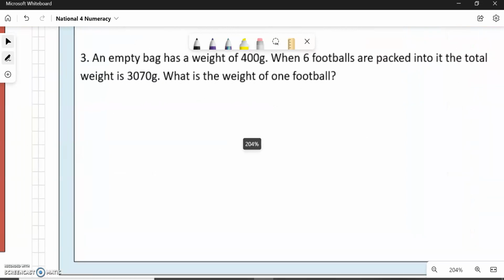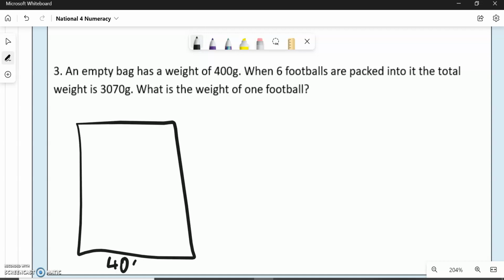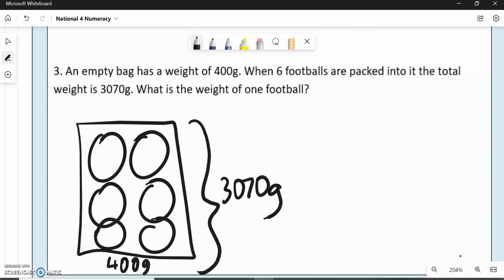Number 3. An empty bag has a weight of 400 grams. Once again, I'm just going to draw this. You'll notice that all my drawings look the same. Here's my empty bag that weighs 400 grams. We add 6 footballs. 1, 2, 3, 4, 5, 6. When we add the 6 footballs, the full weight gets much bigger. It weighs 3,070 grams. We want to figure out the weight of just one football. Okay. So, how do we do that?